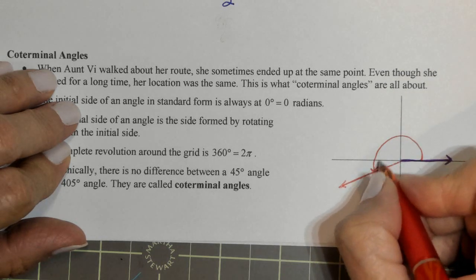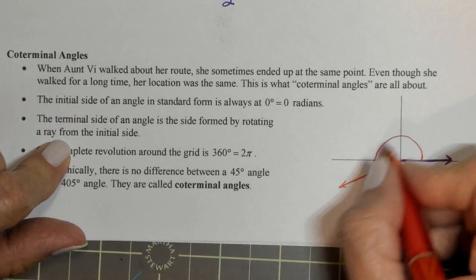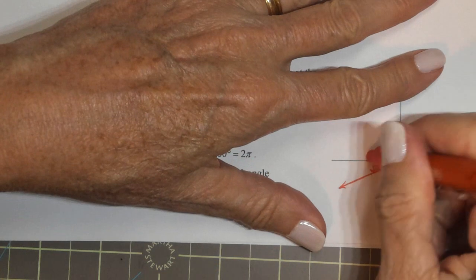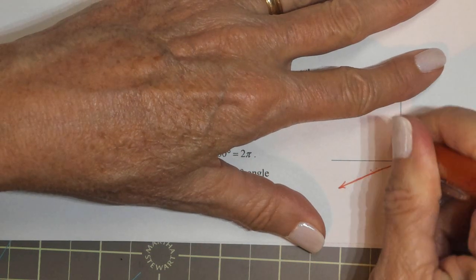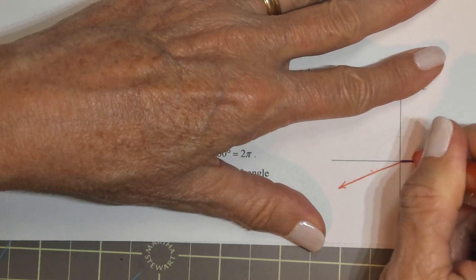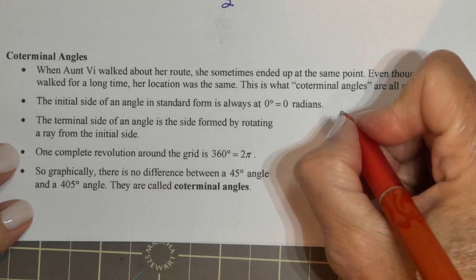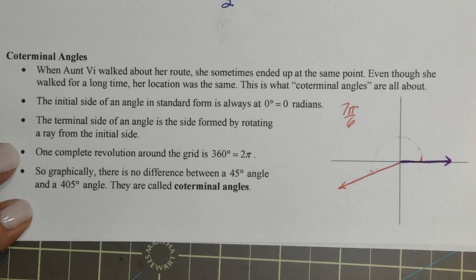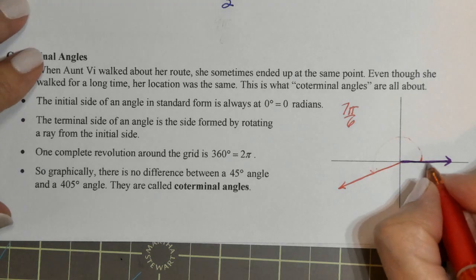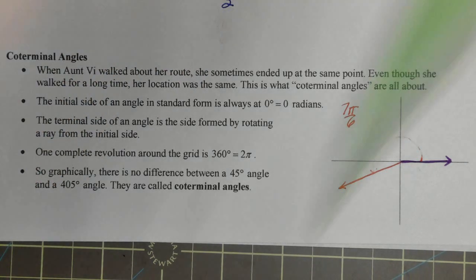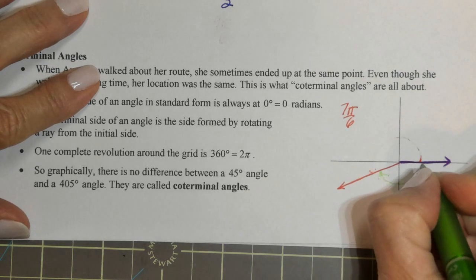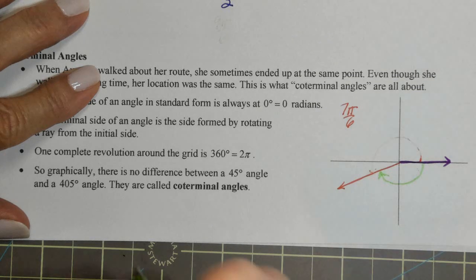Okay? That's 7 pi over 6. But how else could I get there? So that is 7 pi over 6. How else could I get there, though? I could also get there by going this way. And I would still end up at the same spot, right?